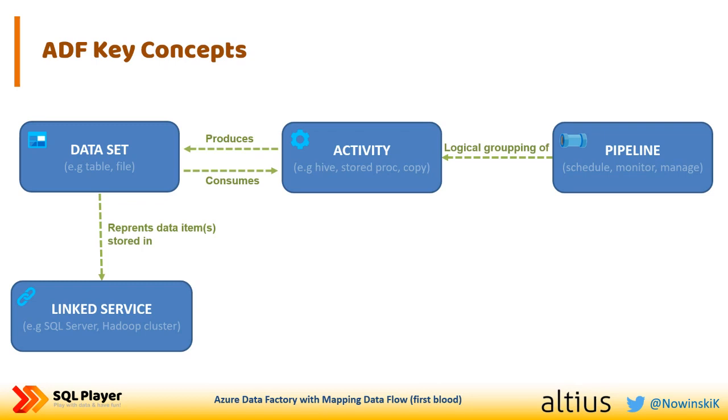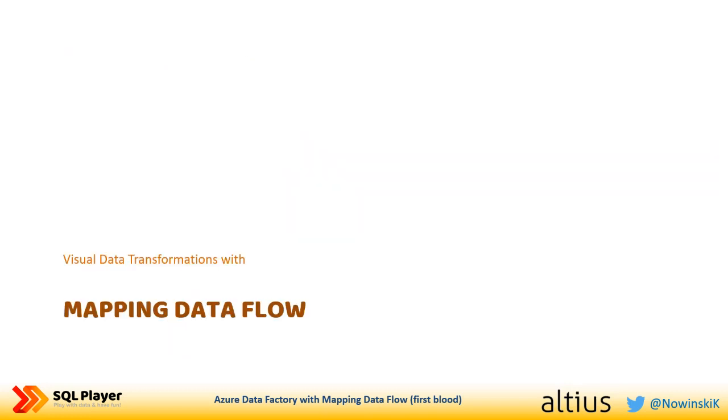Those linked services are basically the connectors to many sources and targets. Plenty of types of connectors are available in Azure Data Factory right now, over 100. And also the activity can be run on a linked service, like an integration runtime. That's it. So we're talking about the standard pipelines, but also what we have here in Azure Data Factory is mapping data flow.